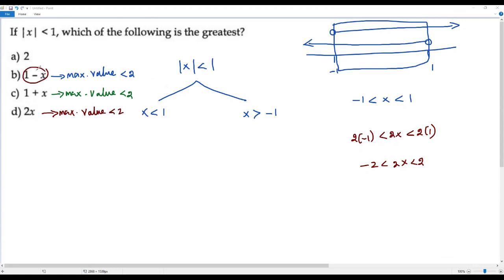Okay, for all the three quantities in answer choices B, C, and D, we have the maximum value less than 2. But in answer choice A, we have 2. So when I consider all the four quantities in the given answer choices, the greatest is 2 that we have in answer choice A. The correct answer choice for this question is A.